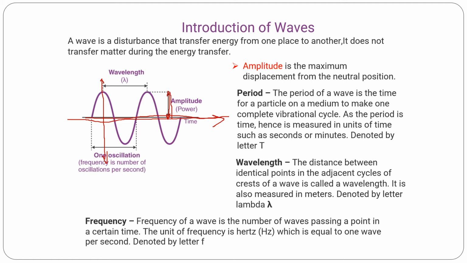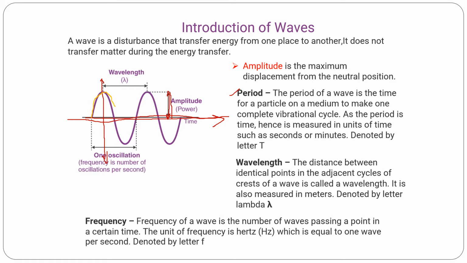Now the second one is the period. These are all terminology related to waves. The period of the wave is the time for a particle on a medium to make one complete vibration or one cycle. So let me take another color, and then I will explain what a period is.